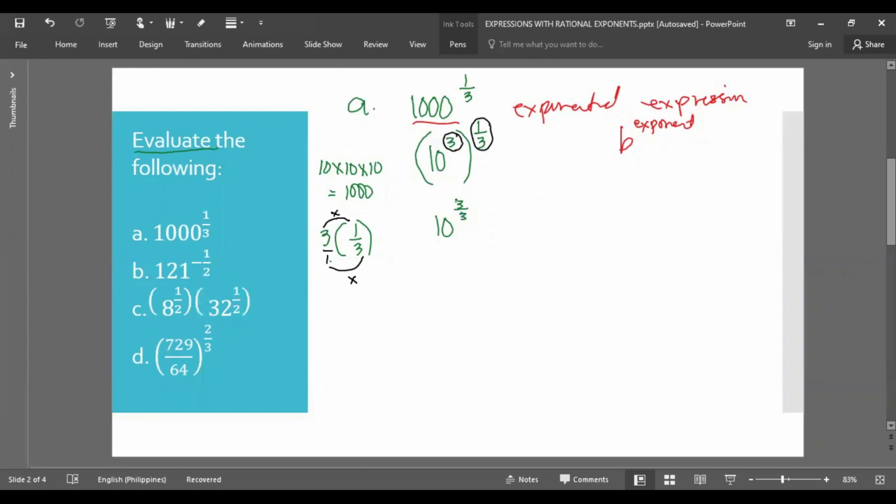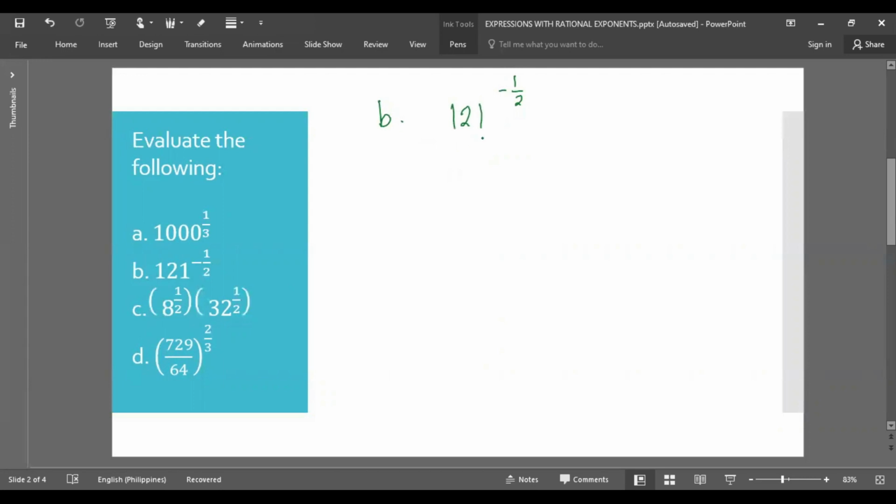Simple enough. Then simplify the exponent if possible. So 3 divided by 3, we get 1. And 10 raised to 1 is simply 10. So this is now the answer in letter A.